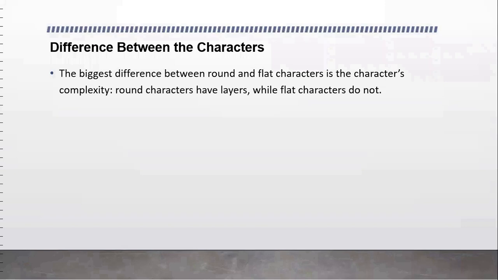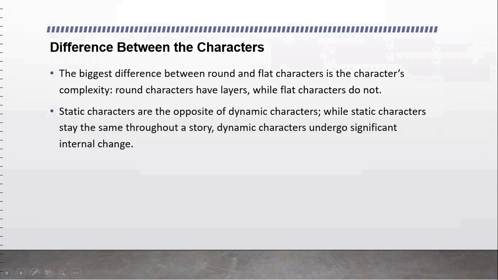The biggest difference between round and flat characters is the character's complexity. Round characters have layers, while flat characters don't. Then next, static characters are the opposite of dynamic characters. While static characters stay the same throughout the story, dynamic characters undergo significant internal change.